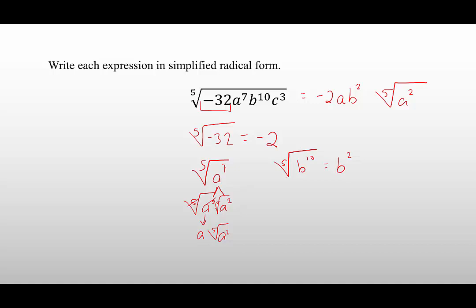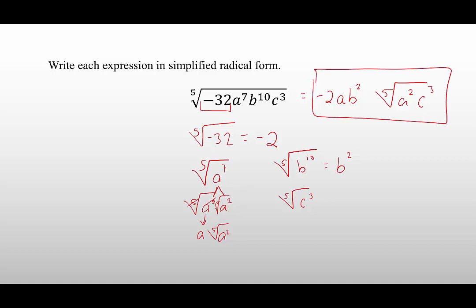And lastly, we have c cubed, the fifth root of c cubed. There are no positive multiples of 5 that go into 3. So we would just leave c cubed under the radical. And our simplified version of this particular problem would be -2 times a times b squared times the fifth root of a squared times c cubed.